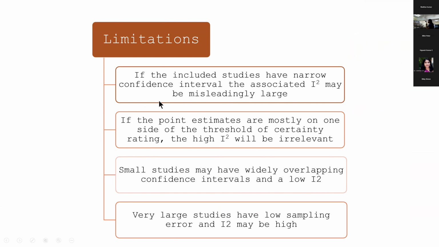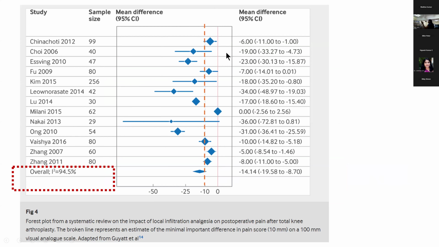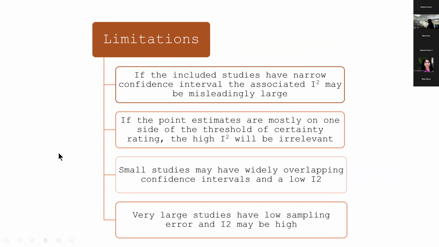But you should understand there are some limitations to this I-square. Suppose your included studies all have narrow confidence intervals, then they will not overlap and your I-square will become misleadingly large. The second problem is, if all your point estimates are falling on one side of the threshold, but the confidence intervals are not overlapping, your I-square will automatically become very high, like 94.5, even though there is no inconsistency. So that's one thing to keep in mind.